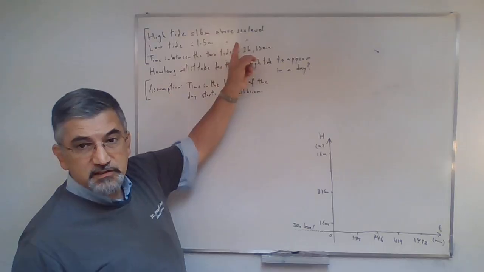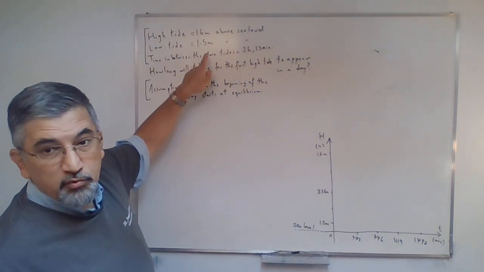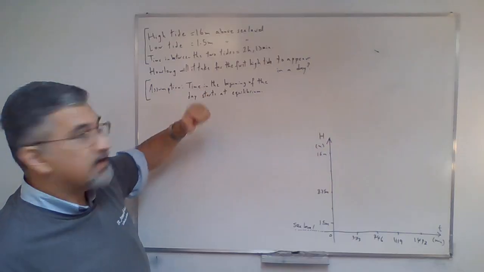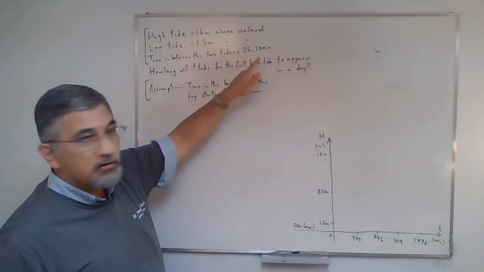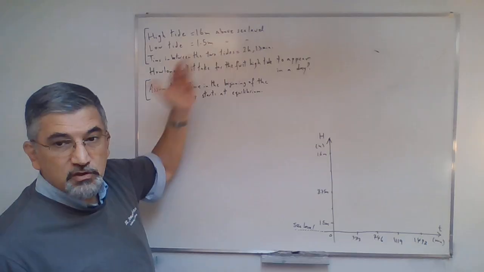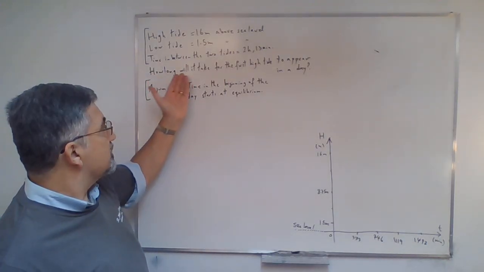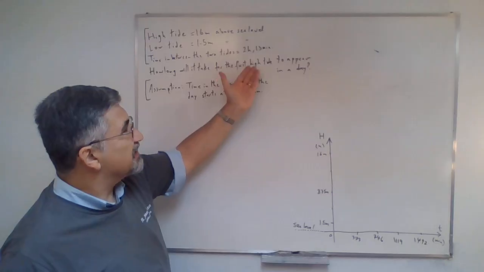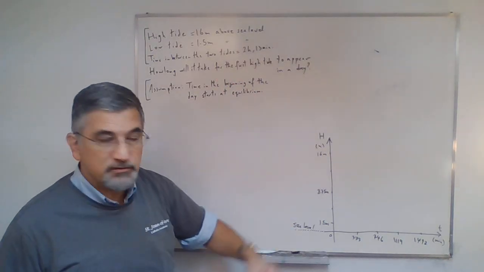So high tide 16 meters above the sea level, low tide 1.5 meters above the sea level, and the time in between the two tides is 2 hours and 13 minutes according to the given information. Now we want to know how long will it take for the first high tide to appear in a day. That's what we want to find out.